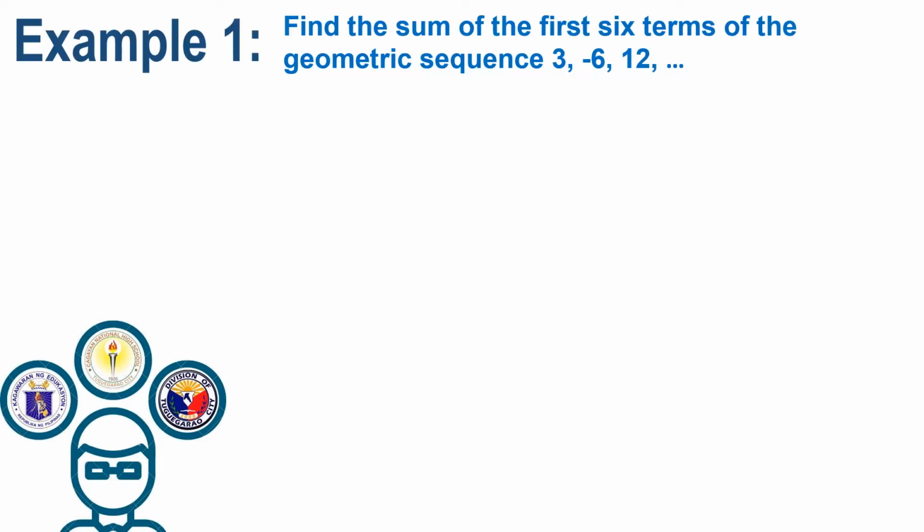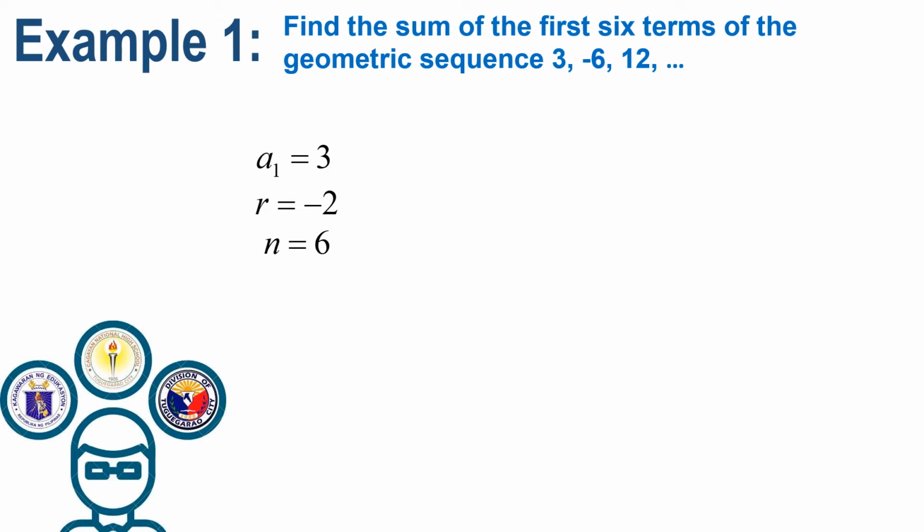Let's try to look at our first example. Find the sum of the first 6 terms of the geometric sequence 3, -6, 12, and so on. From the problem, we know that the first term is 3. Our common ratio is -2. That came from -6 over 3 or 12 over -6. And the number of terms that we are adding is 6, or n is equal to 6.